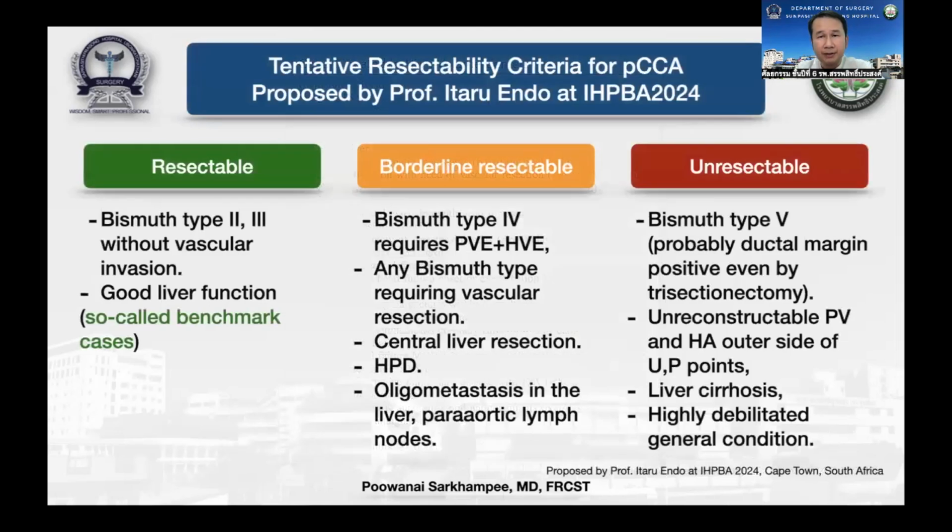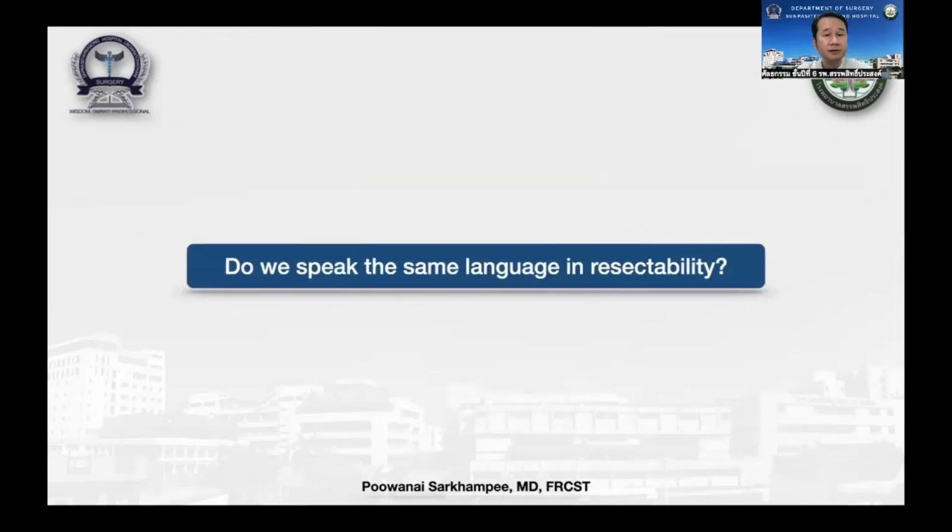Professor Endo proposed a resectability classification at IHPBA in Cape Town this year. He proposed that resectability assessment in perihilar cholangiocarcinoma will be divided into resectable, borderline resectable, and unresectable groups, just like this. So for the question, do we speak the same language in resectability? The answer is no. Nowadays, we don't talk the same language in resectability, but I think that in the future, the resectability assessment will be the same in every country, every center, and every surgeon's practice.